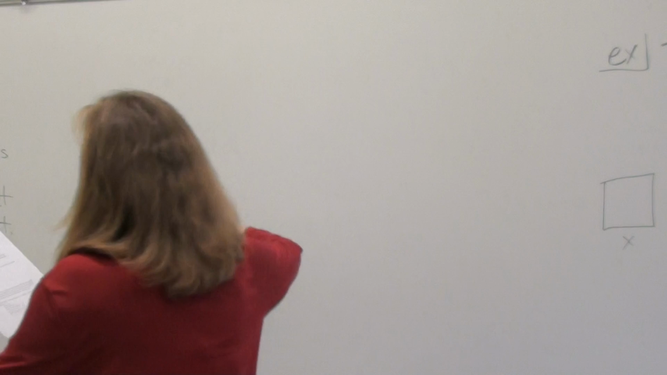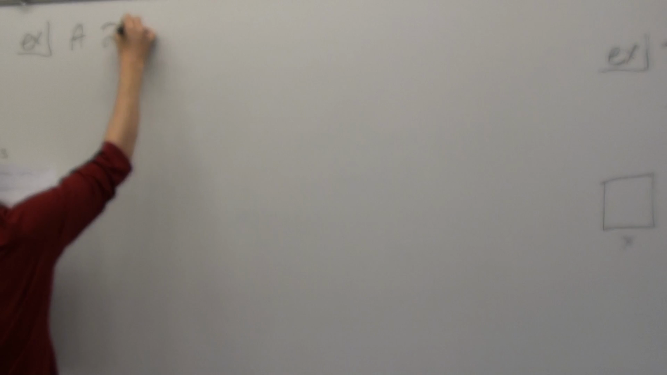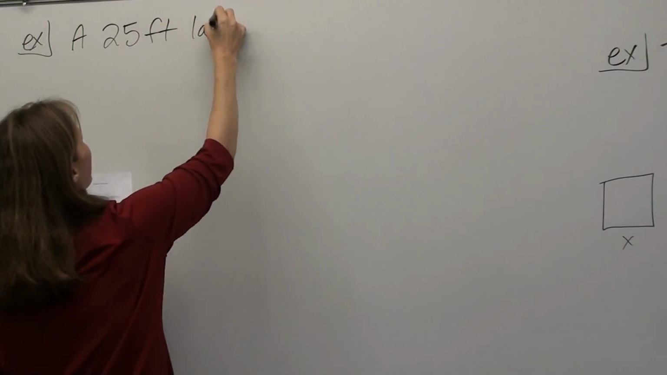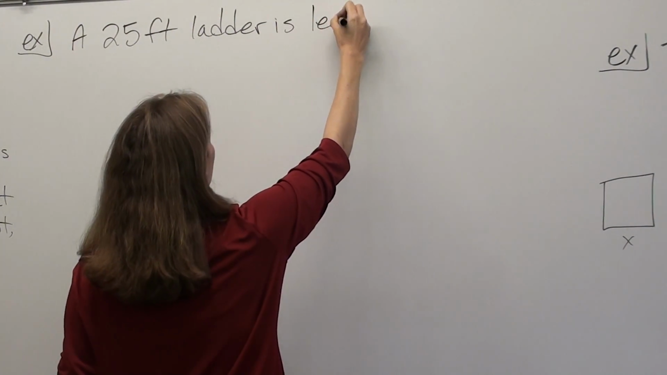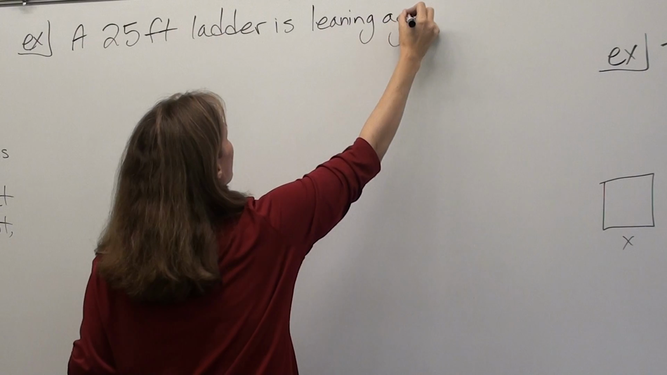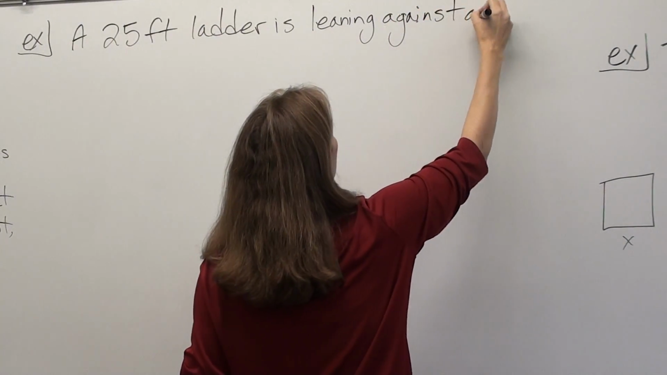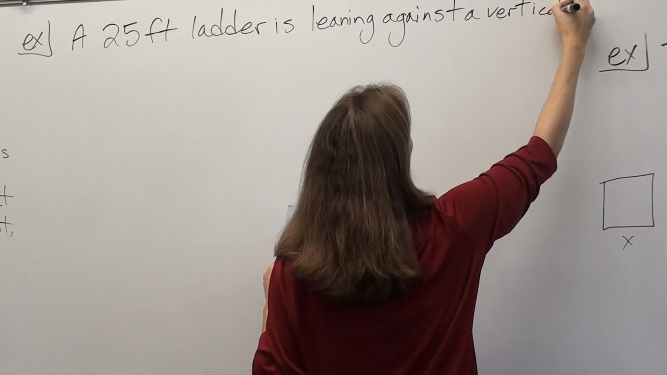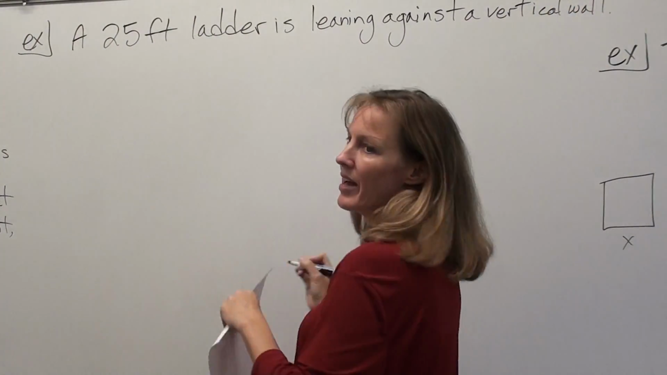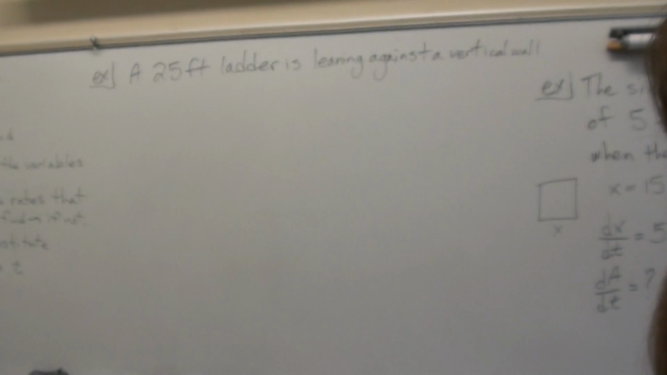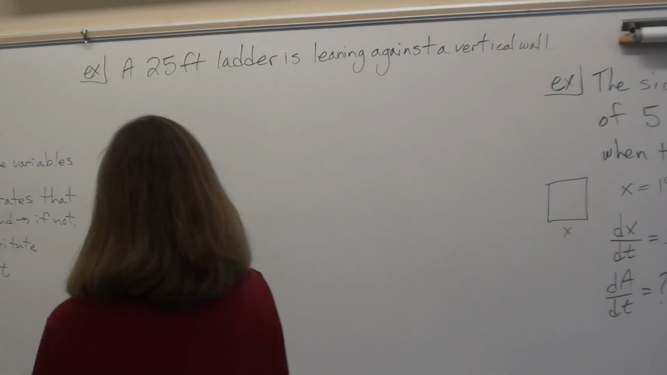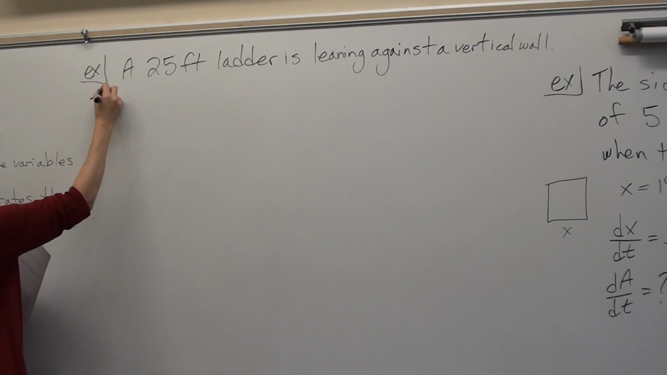Okay. Alright, so here's our next example. It wouldn't be related rates if we didn't have a ladder leaning against a wall. Alright, so we have a 25-foot ladder. It's leaning against a vertical wall. I'm gonna move this out just a tiny bit so it all gets in. There. Okay, of course someone's pulling the bottom away.